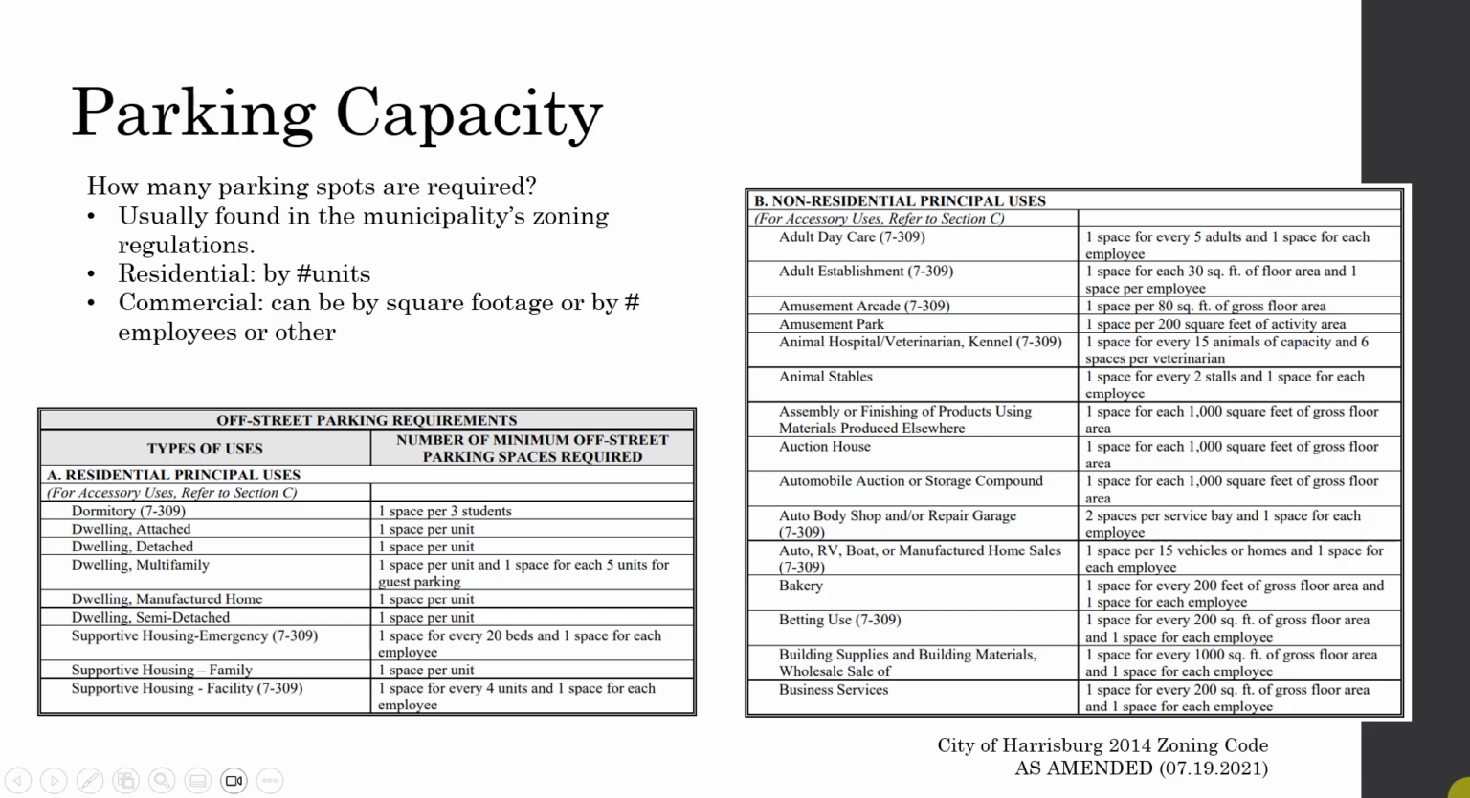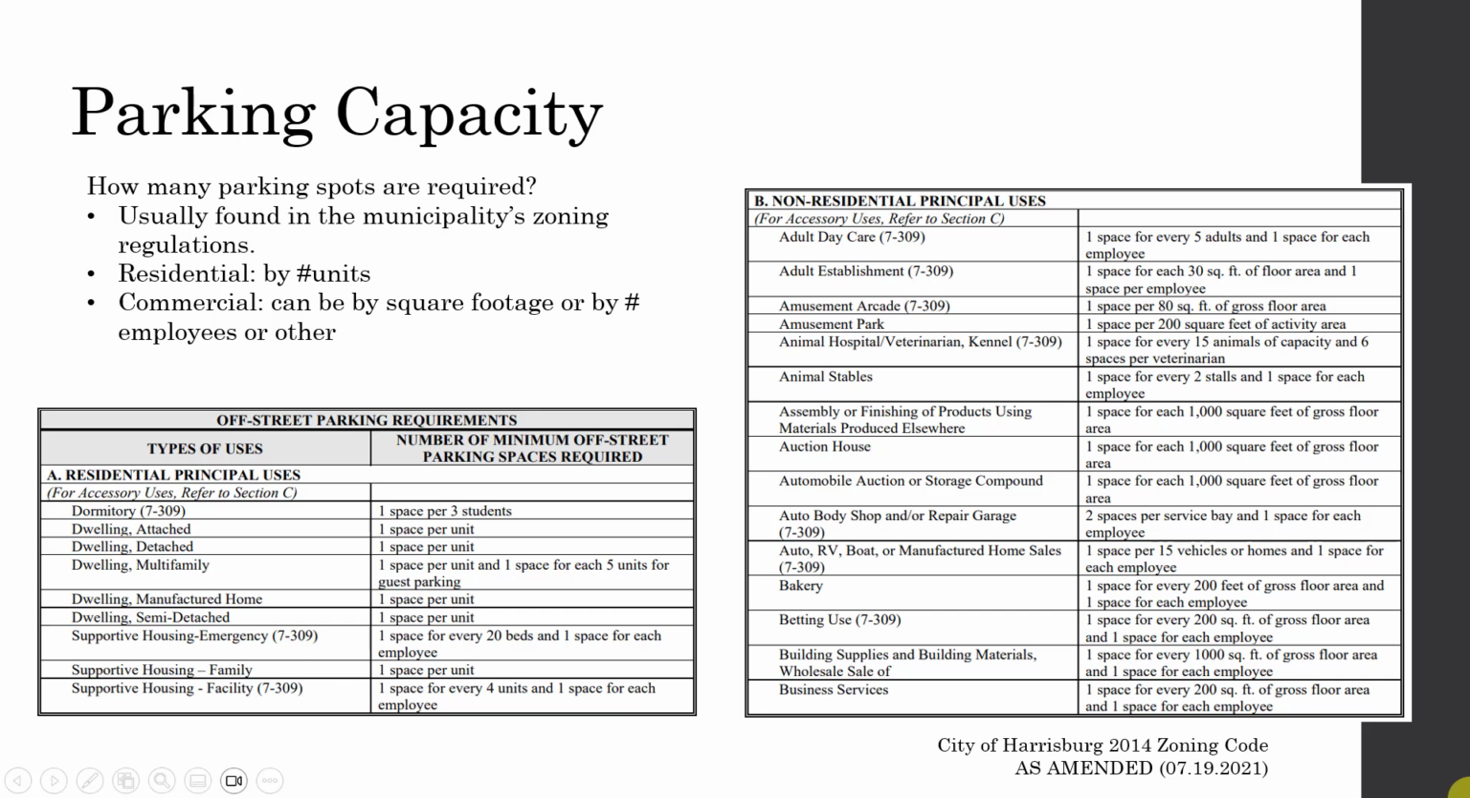Your next design criteria will be the parking capacity. How many spots are required? Again, this is usually found in the zoning regulations. If you're building residential, they often determine it by how many units you have, how many residential units. If your property is commercial, this can be determined by the square footage of your building, by number of employees, or there are some other rules, so you really have to look at what you've got here.